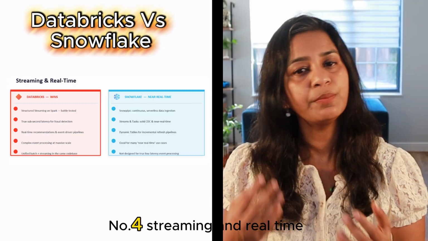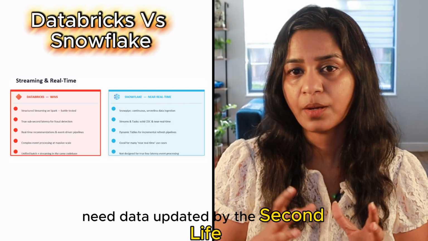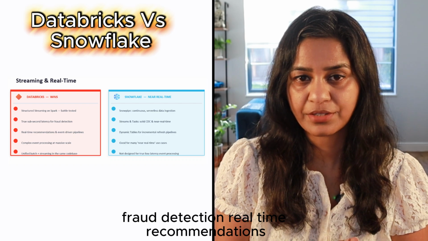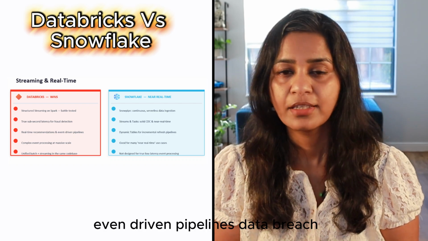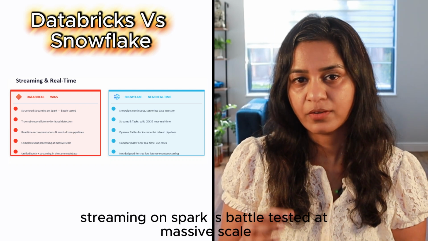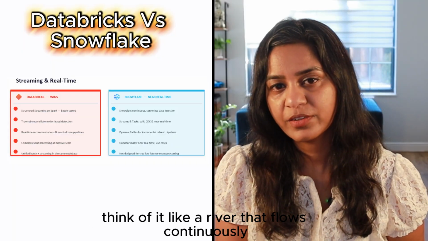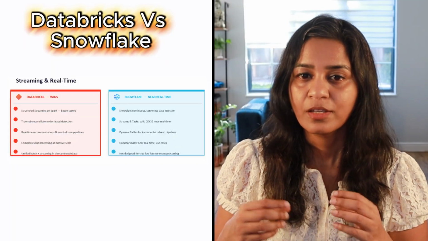Number 4, streaming and real-time. Need data updated by the second, live fraud detection, real-time recommendations, event-driven pipelines. Databricks Structured Streaming on Spark is battle-tested at massive scale. Think of it like a river that flows continuously.